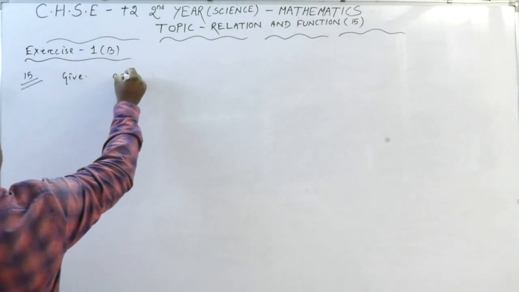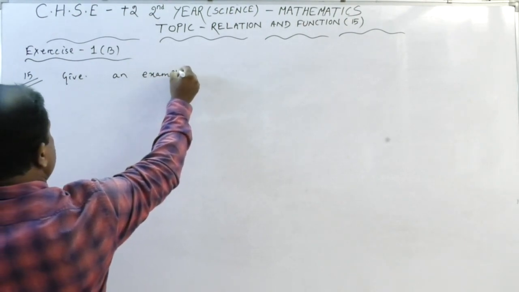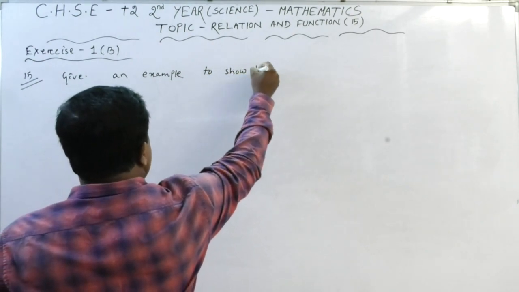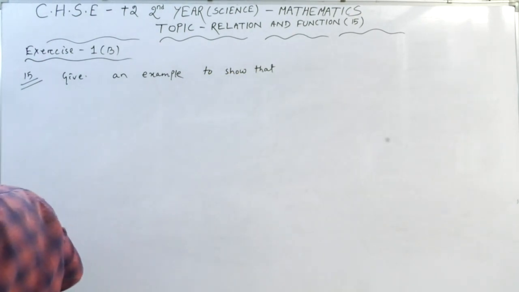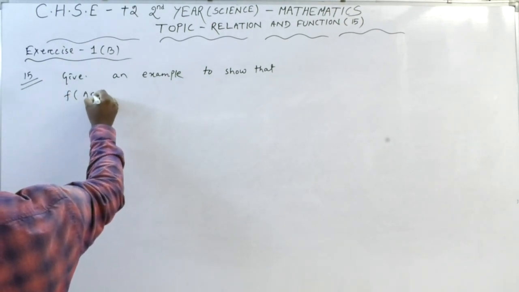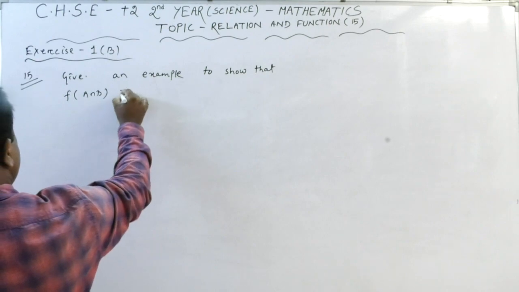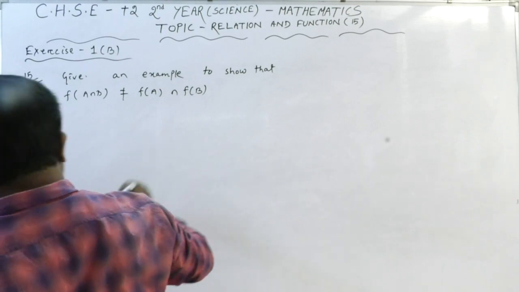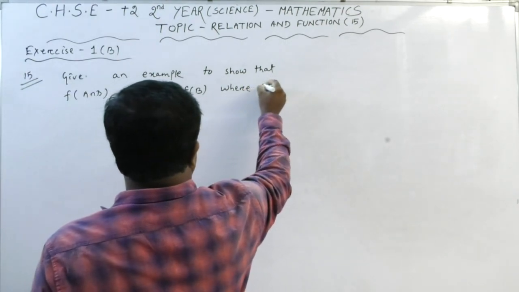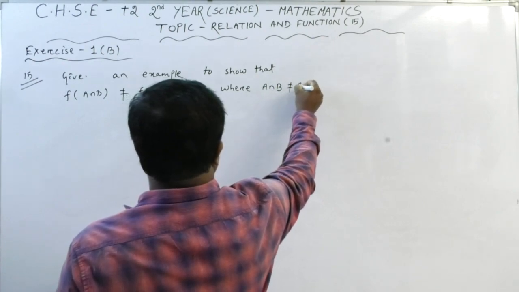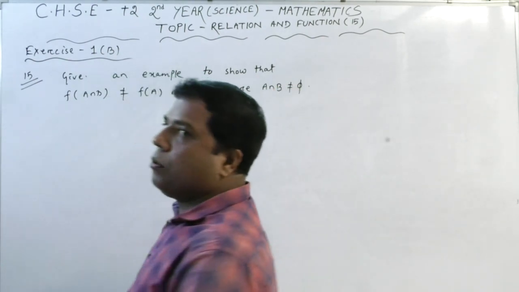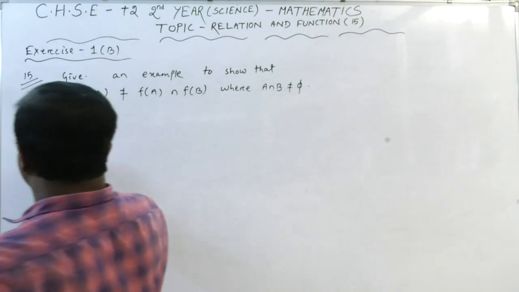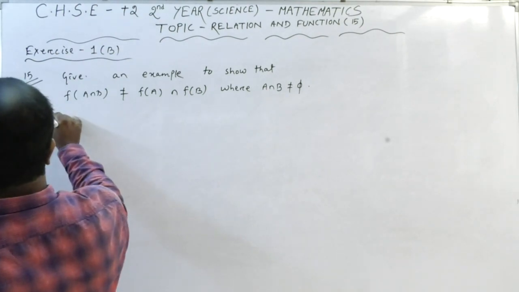Give an example to show that f of A intersection B is not equal to f of A intersection f of B, where A intersection B is not equal to the empty set. So we have to take two sets, consider a function, and show this result. Now how am I going to show it? We have to construct an example.